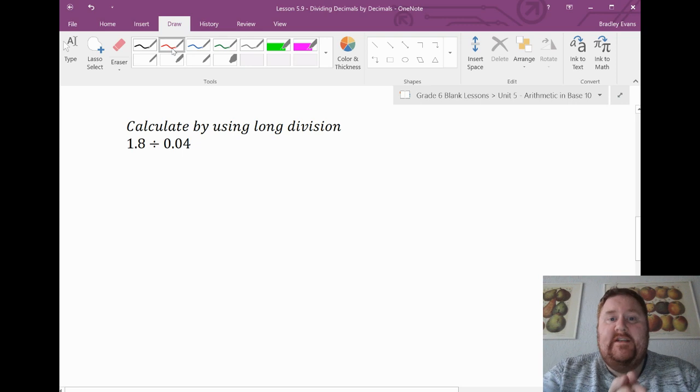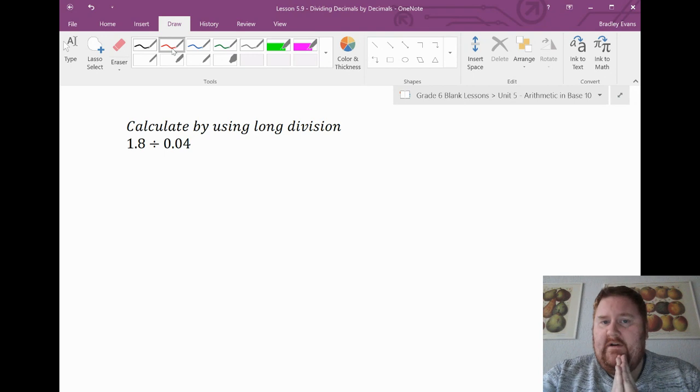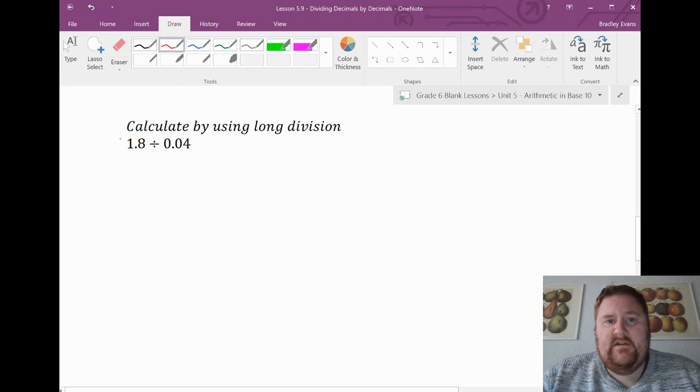So why are we doing this? Well, because if we know how to make an equivalent expression using division, we can then get rid of all the decimals and just use long division to solve any of the problems. So here's what I mean by that. Calculate by using long division.